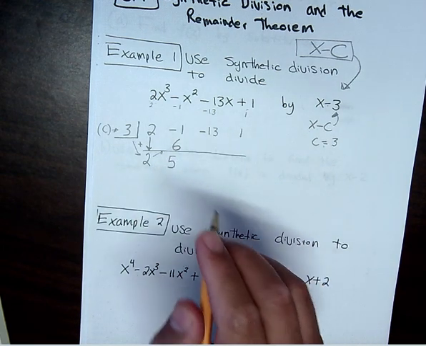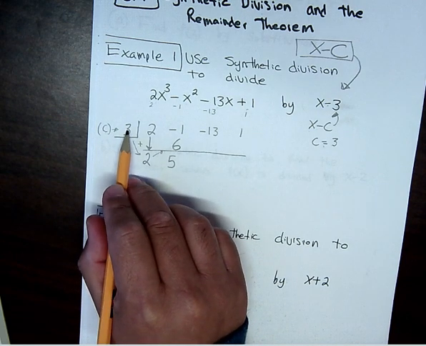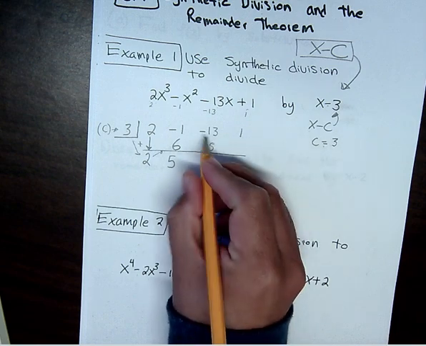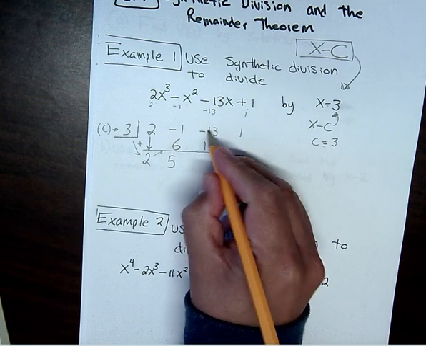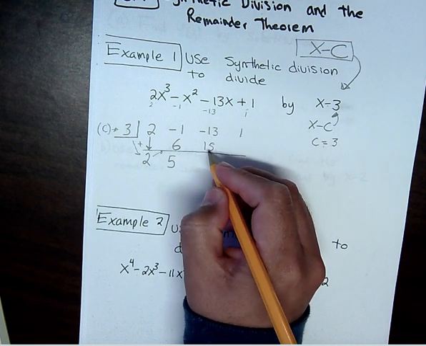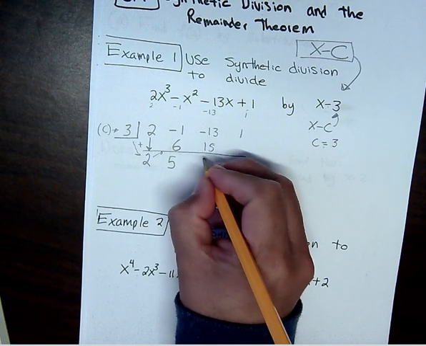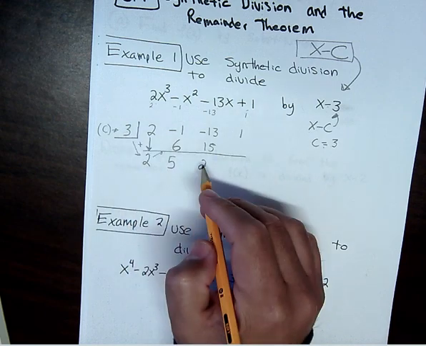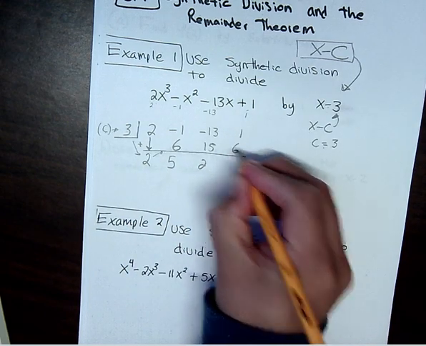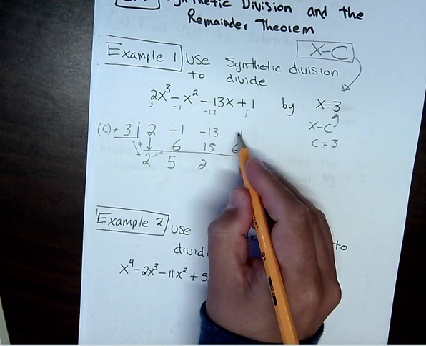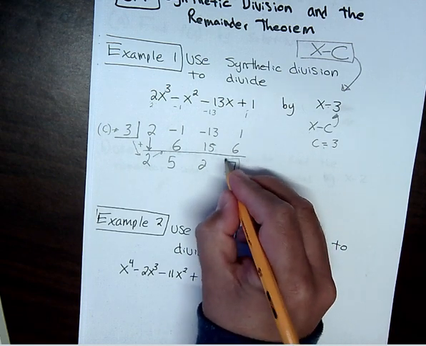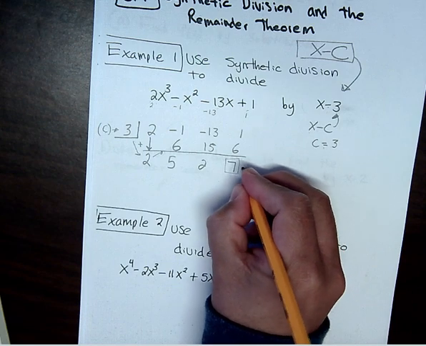And then after that, you continue doing the same thing. You multiply 3 times 5 gives you 15, and then you add. -13 plus 15 gives you +2. Continue doing the same. 3 times 2 would be 6. 1 plus 6 would be 7. This is your remainder.